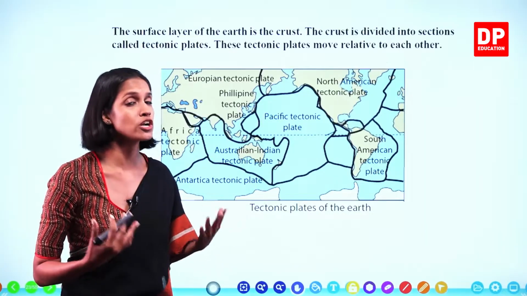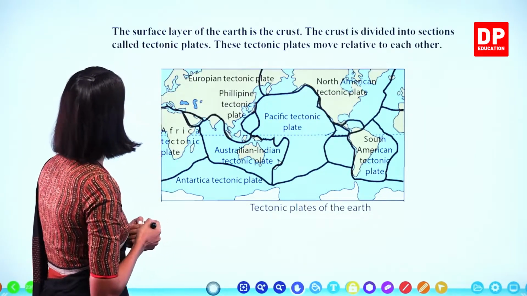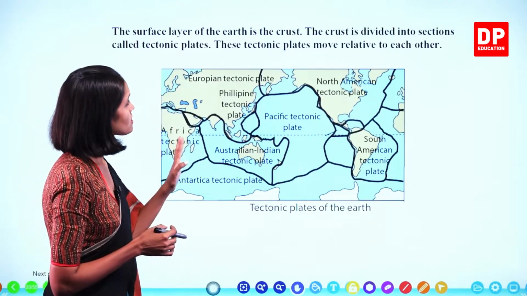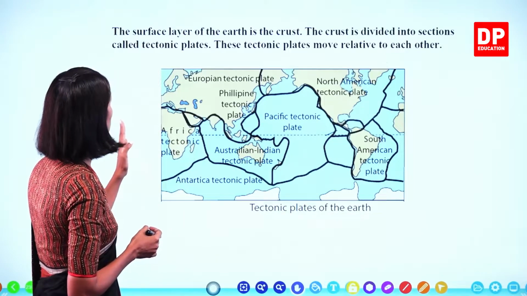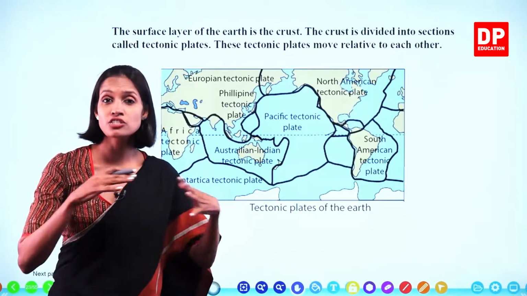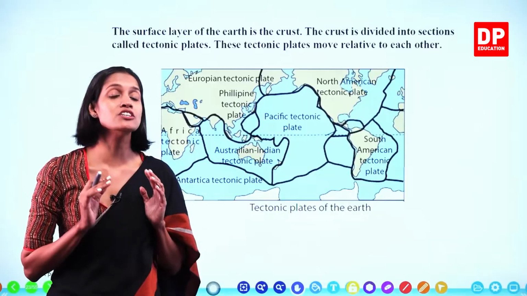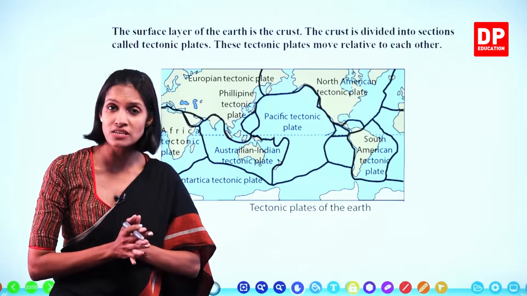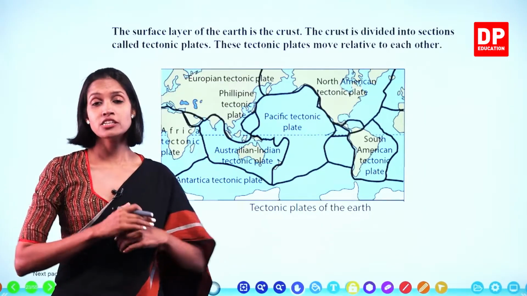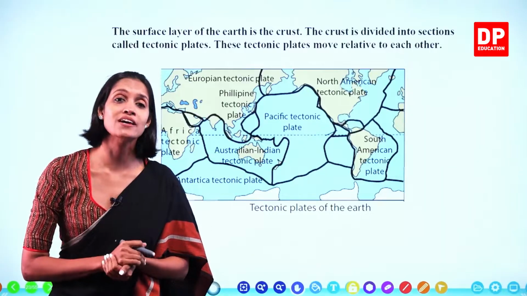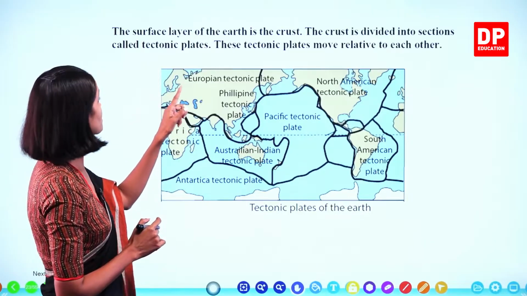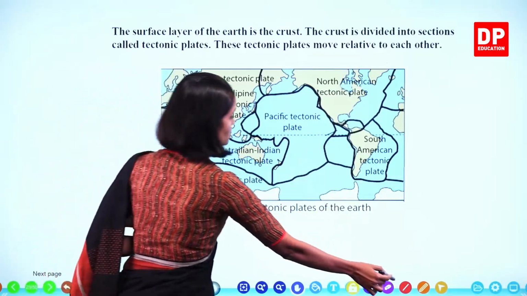What is the meaning of tectonic plates, children? Let's go through this one. The surface layer of the earth is the crust. We all know that. The crust is divided into sections called tectonic plates. Even though we think the crust continues throughout its surface, it does not. Even though we cannot see, the crust is divided into large slabs of rocks. Right? These huge slabs of rocks are known as tectonic plates. Okay, children? So the crust is divided into sections called tectonic plates.